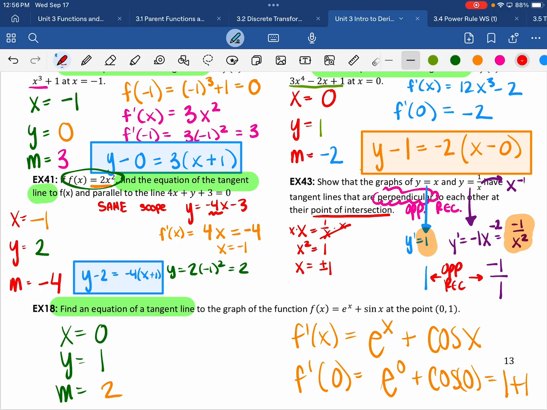So now write your formula. Yep. So y minus 1 equals 2 times x minus 0. Yay. Wait, low-key, this isn't that hard.